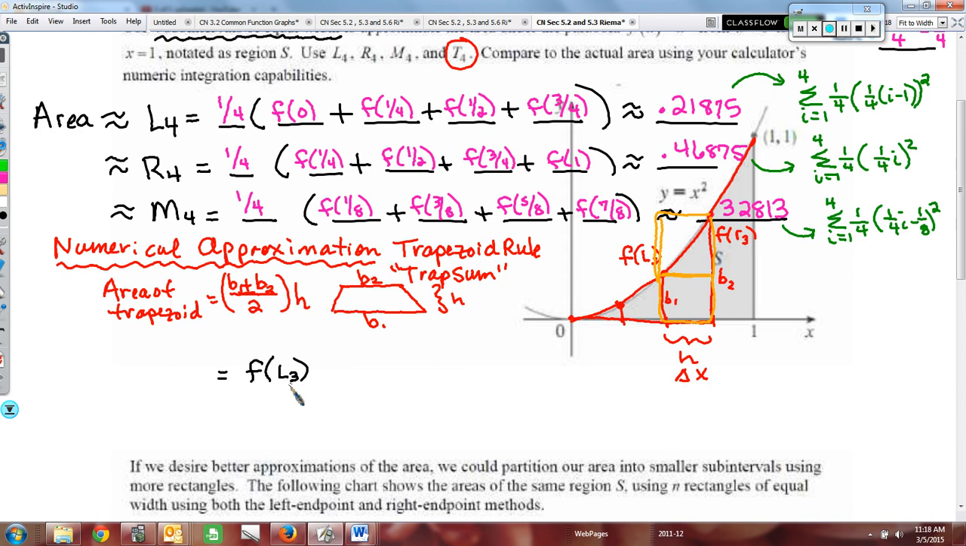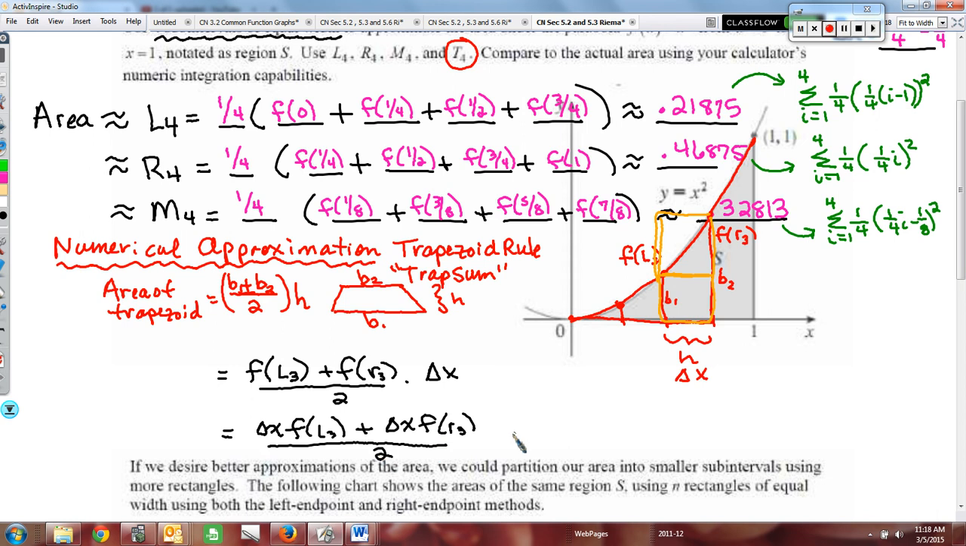You know, I guess I should do CL3 or whatever, but the left one plus f of the right one. We're going to divide by 2, and then multiply that by delta x. But that's exactly the same if I distribute as delta x times f of the left endpoint plus delta x times f of the right endpoint, all divided by 2. And if I were summing these up all the way across, isn't this nothing more than the left sum plus the right sum, all divided by 2? All I'm doing is averaging the left and the right sums.